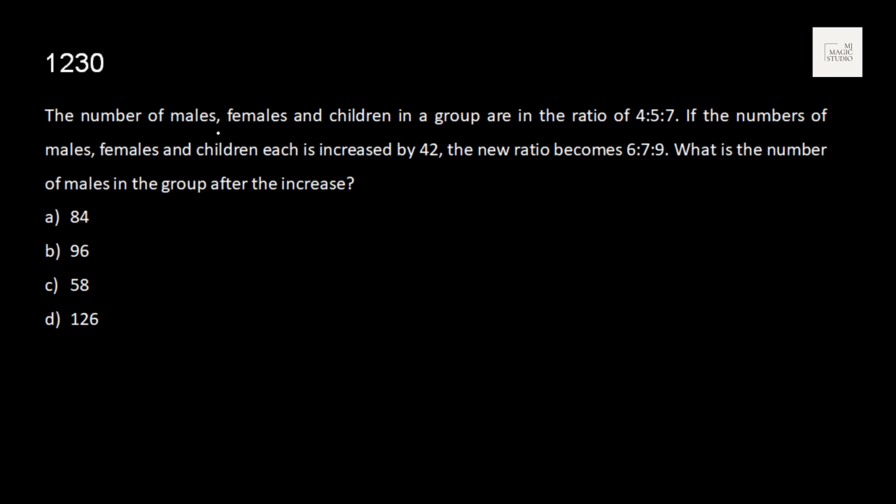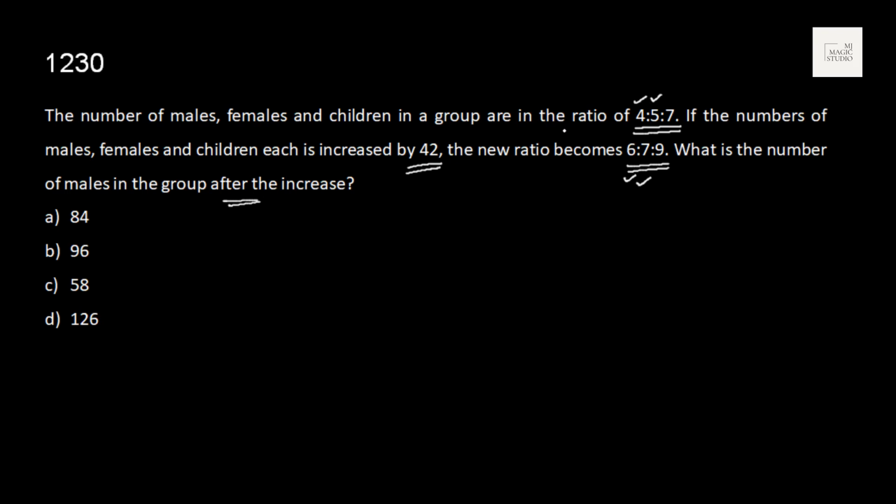The number of males, females and children in a group are in the ratio 4:5:7. If the numbers of males, females and children each is increased by 42, the new ratio becomes 6:7:9. We can consider any two and see what is required. What is the number of males in the group after the increase?